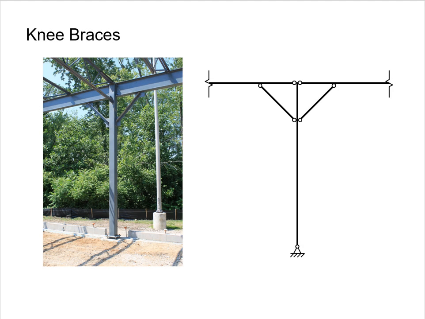In some cases, we use a short diagonal member near the beam column connection. This lets us use pin connections between all the members, but the system behaves like a rigid connection. We call these knee braces. Since knee braces act like rigid connections, we characterize them as rigid frames rather than braced frames. But again, the key point is that they are lateral load resisting.